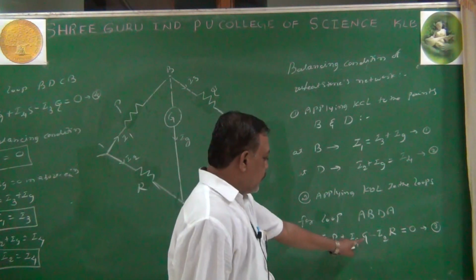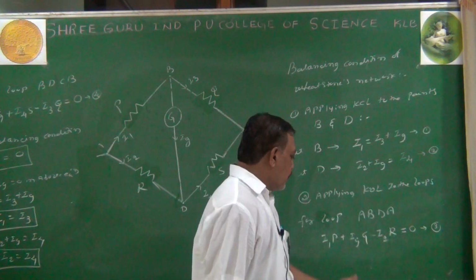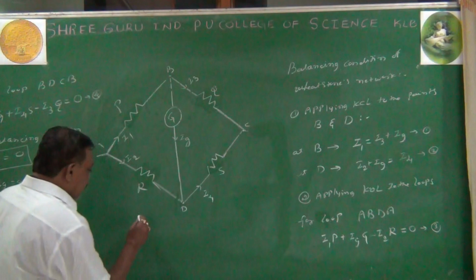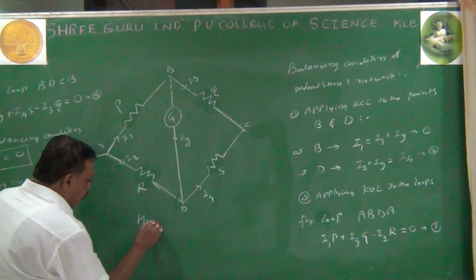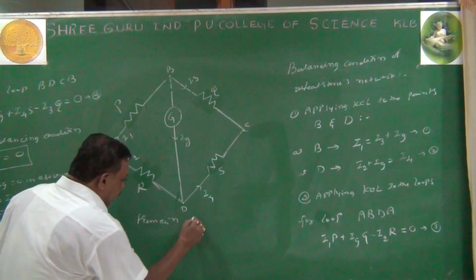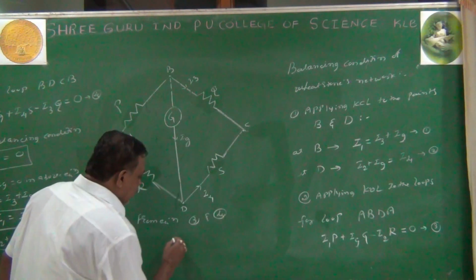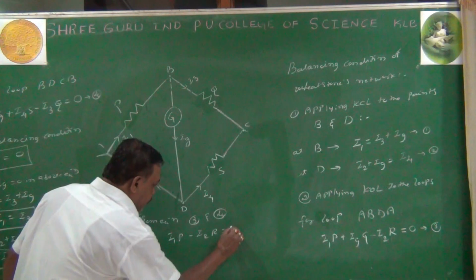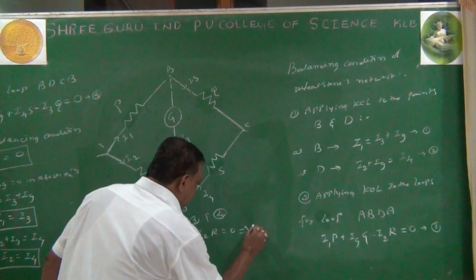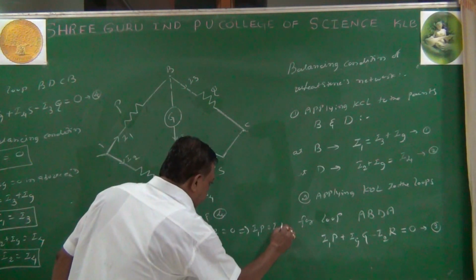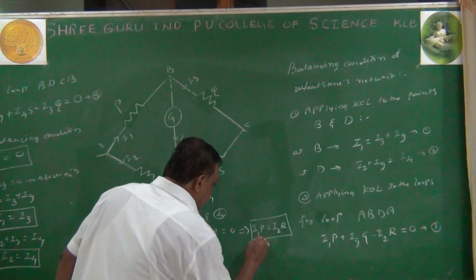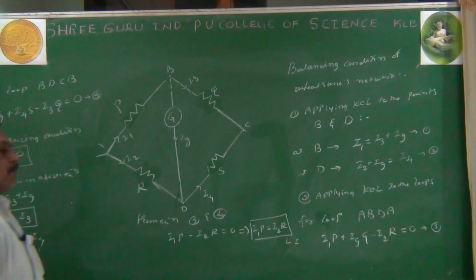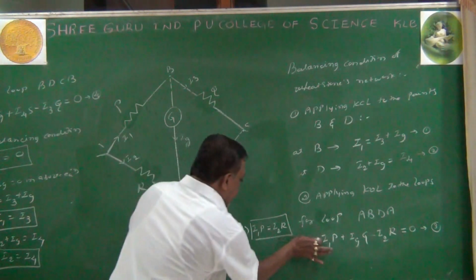I1P plus Ig into G minus I2R equals 0. Then I substitute Ig equals 0. From equations 3 and 4, I1P minus I2R equals 0, which implies I1P equals I2R. I call this equation Roman 1. It is called Roman 1.